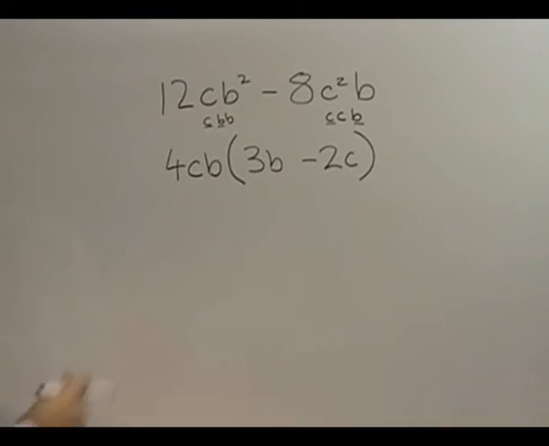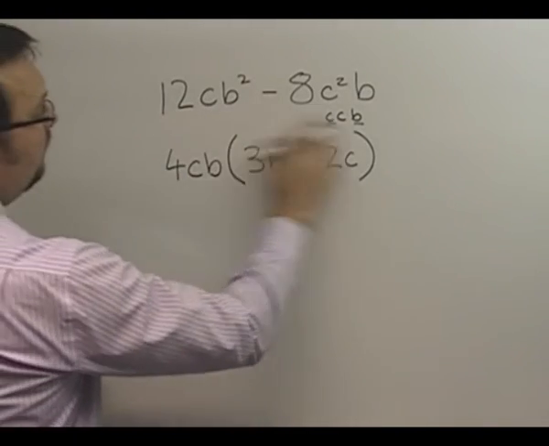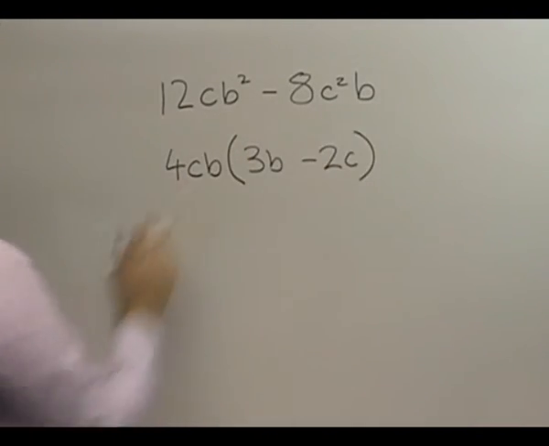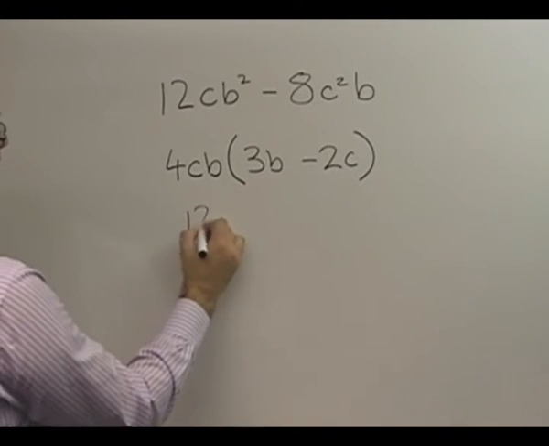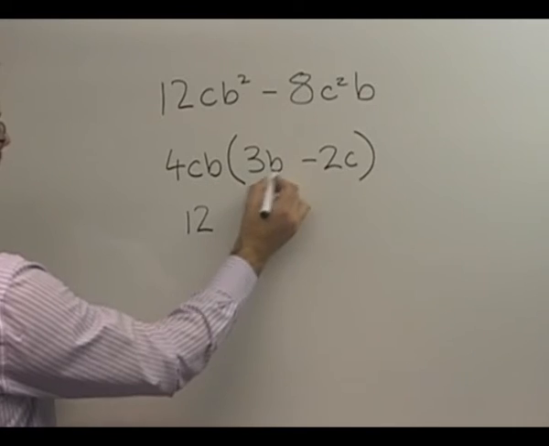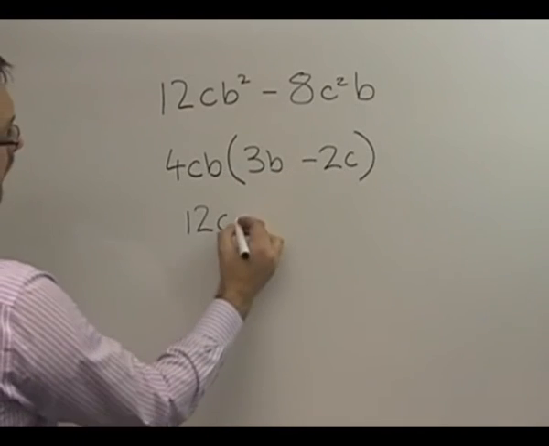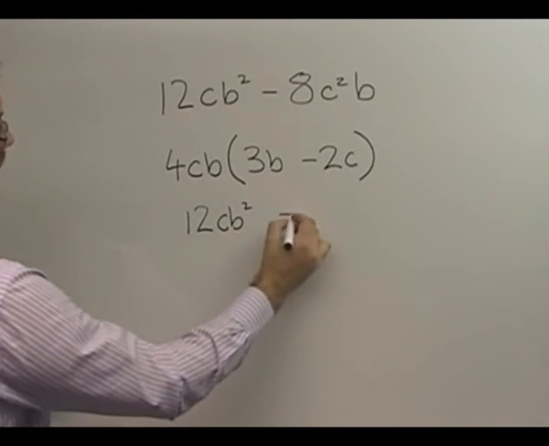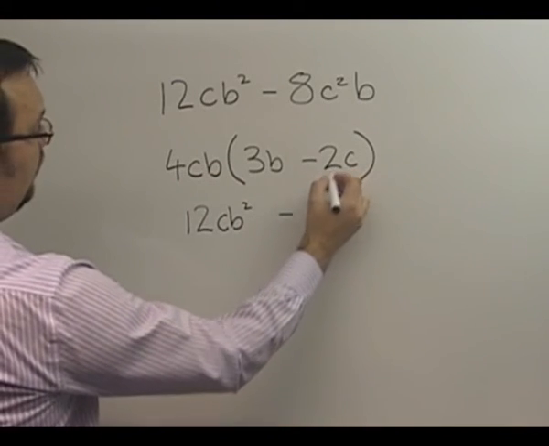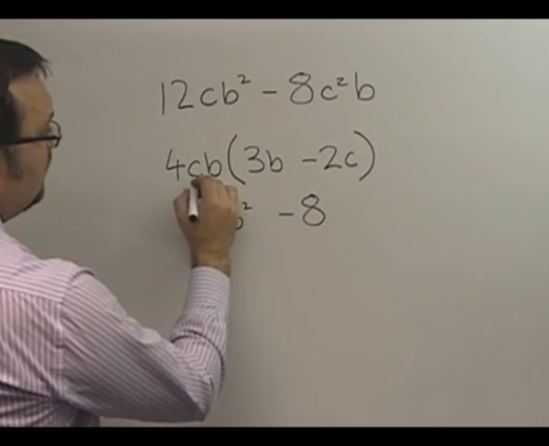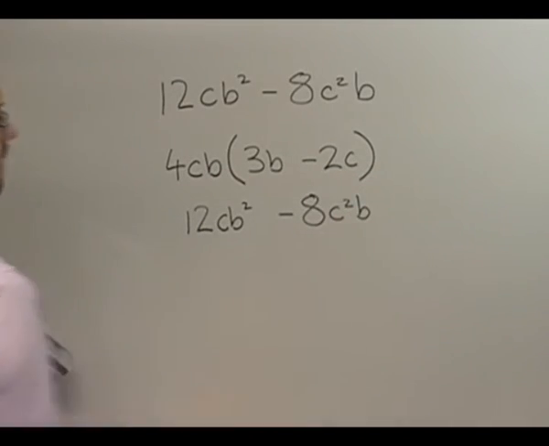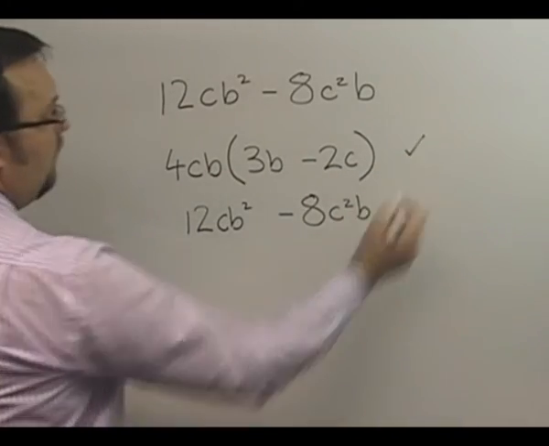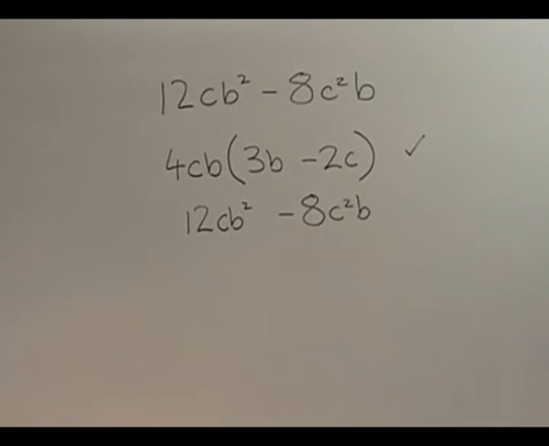So let's just check it's right. I'm going to rub these out so you don't get confused. Right, let's do this very carefully. 4 times 3 is 12. b times b is b squared. 4 times 2 is 8. c times c is c squared. And b. And so you can see that when expanded gives me the right answer.